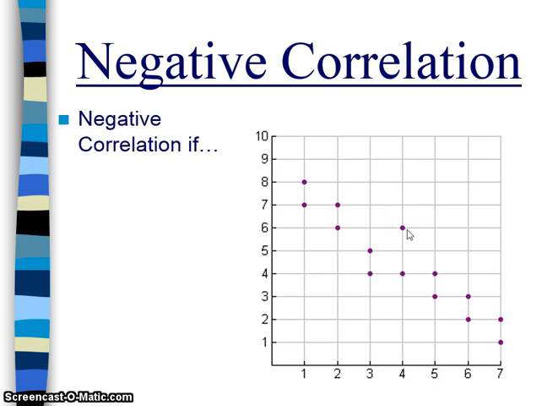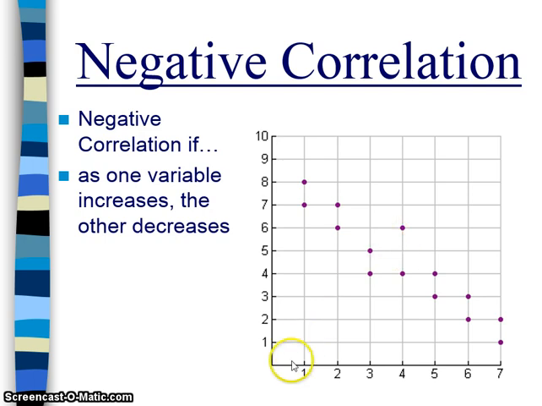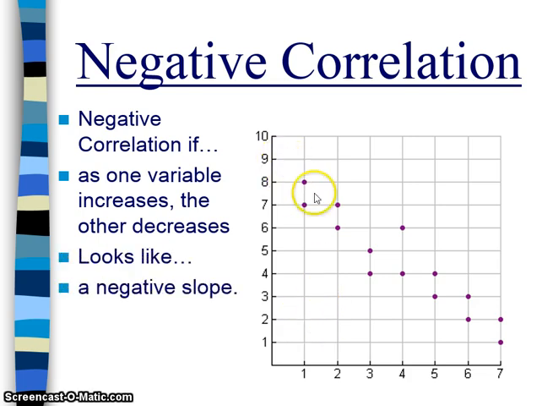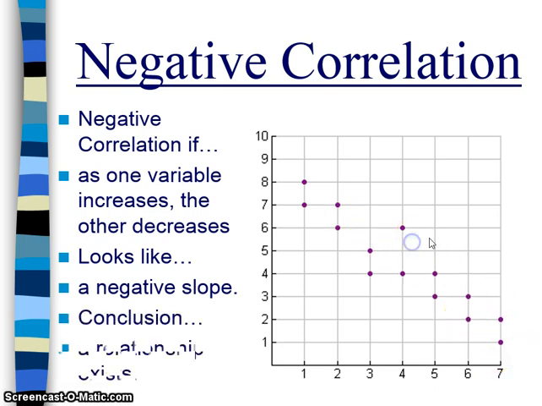Now let's talk about a negative correlation. It is a negative correlation if, as one variable increases, the other one decreases. When you look at the graph, it will look like a negative slope. It'll look like it's moving downward. The conclusion is there is a relationship between these two variables, whatever they are.